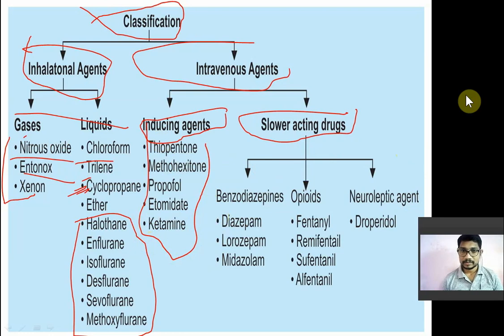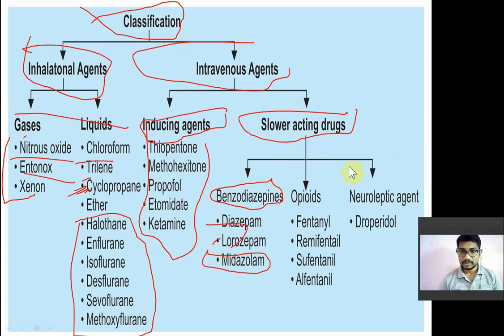Then slower acting drugs. In that category you have different classes like benzodiazepines. In that you have diazepam, lorazepam, and midazolam. Out of that, midazolam is very popular, lorazepam and midazolam.